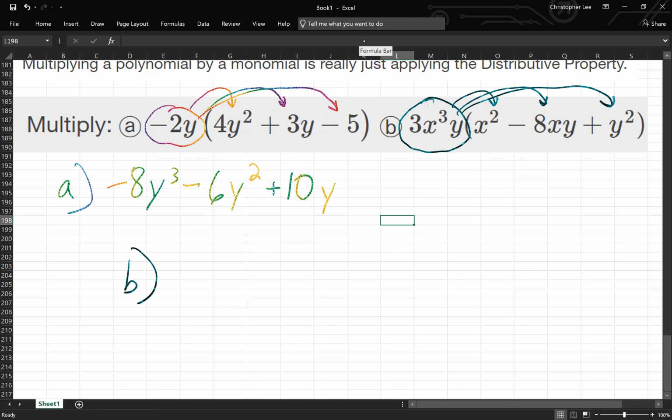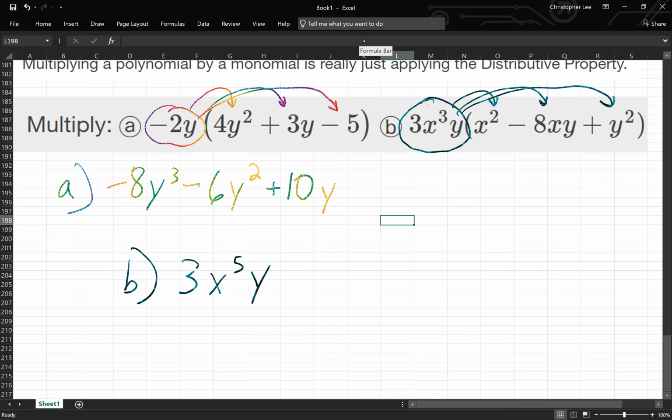I have 3x cubed times y times x squared. So that's basically 3 times 1, so call that 3. And then x to the third power times x to the second becomes what? x to the fifth power, because we just add. And then y to the first times 1, basically, is just y. That's our first term.